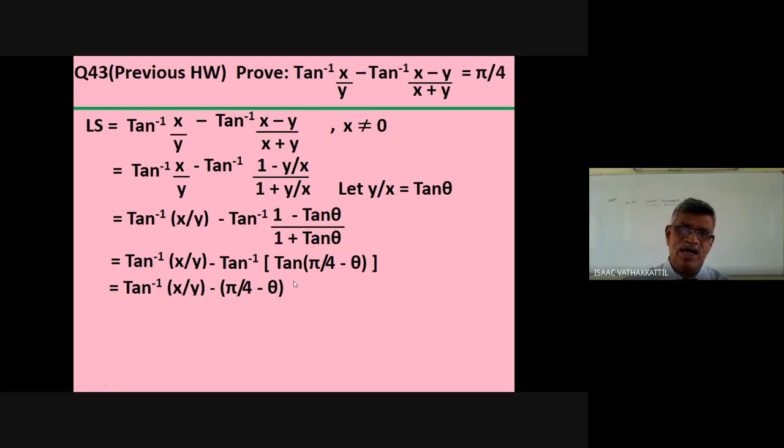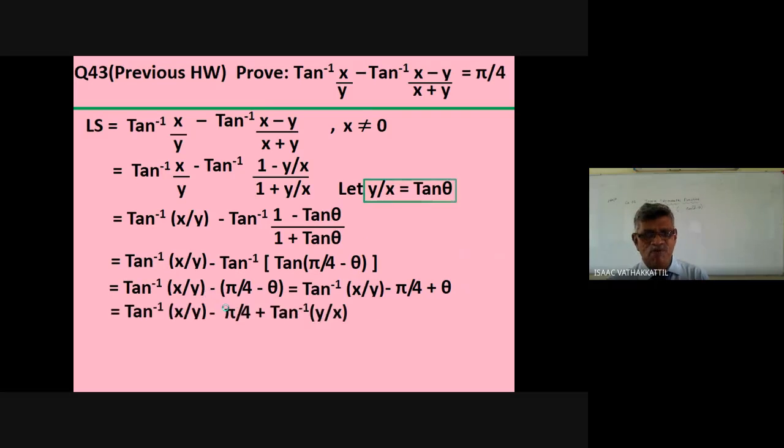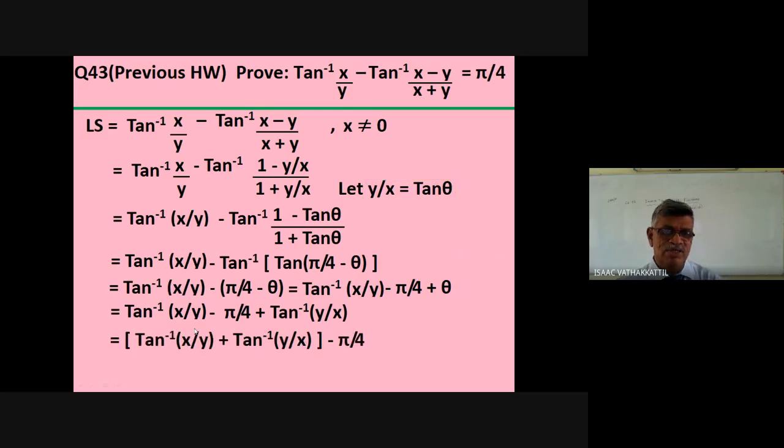Now, what is theta? Theta is tan inverse y by x, because y by x is tan theta. So this is tan inverse x by y minus pi by 4, opening the bracket, becomes plus tan inverse y by x. Now I am keeping pi by 4 last, I have the terms tan inverse x by y plus tan inverse y by x.